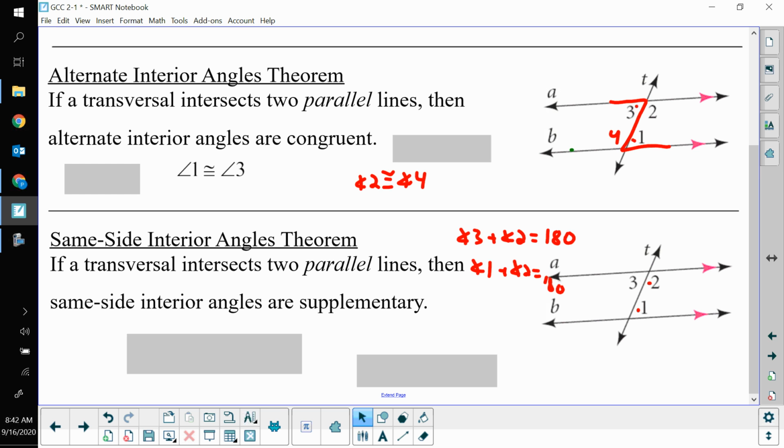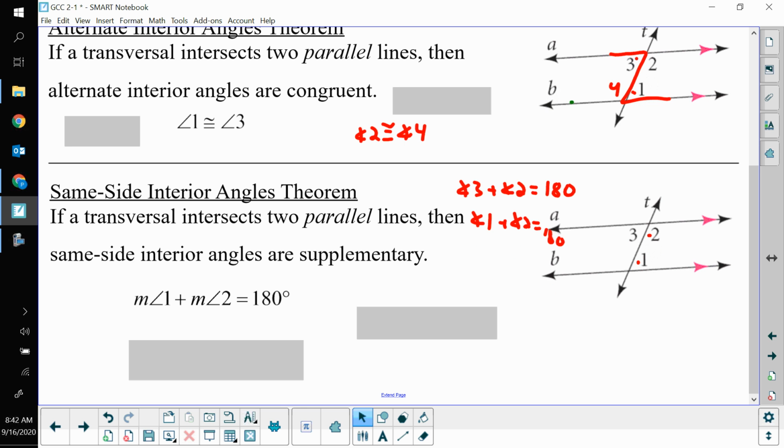And notice angle 1 looks like it's acute, angle 2 looks like it's obtuse. Together they would equal 180. So our statement that you can fill in is basically what we just wrote in the red also. The m in front of the angle just stands for the measure. The measure of angle 1 plus the measure of angle 2 should equal 180 degrees.